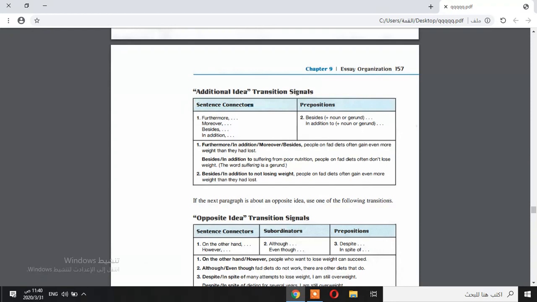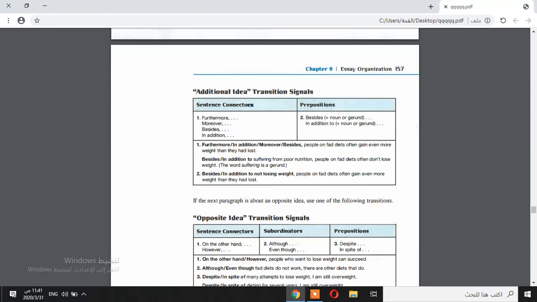I'm dealing today with additional-idea transition signals. These are divided into sentence connectors. As sentence connectors, you have them in your book, page 157. Sentence connectors means that we connect two sentences with each other. We have the sentence connectors furthermore, moreover, besides, and in addition.